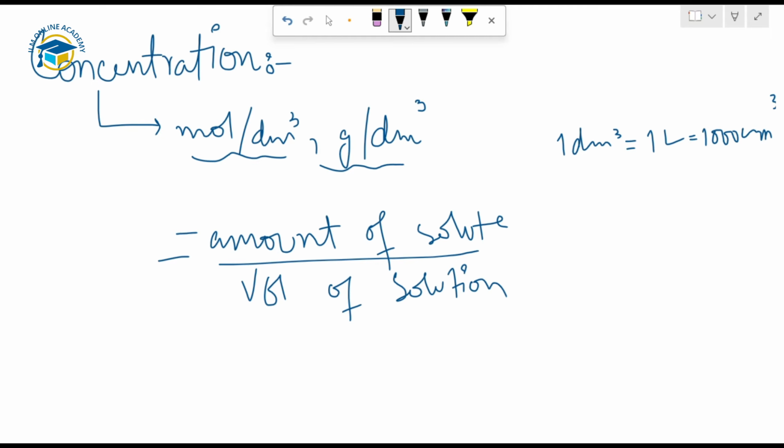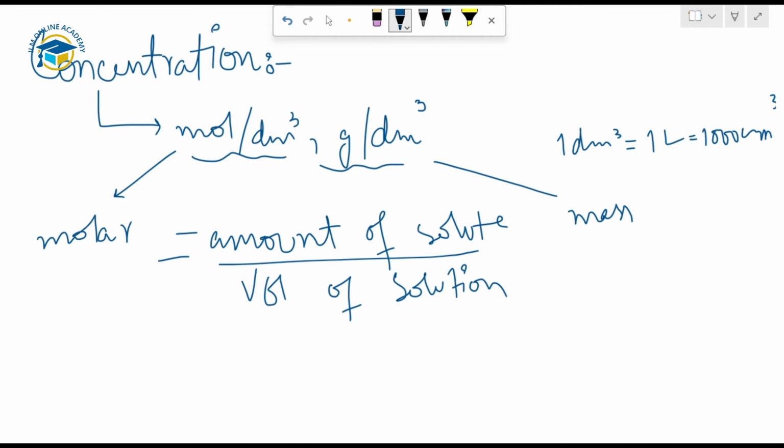We can measure the mass of the solute in grams, that is mass concentration, obtained in gram per decimeter cube of the solution, and we have molar concentration, that is mole per decimeter cube. Mole per decimeter cube is the molar concentration, and gram per decimeter cube is the mass concentration, because mass is required for this one.